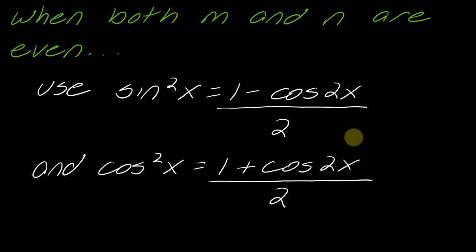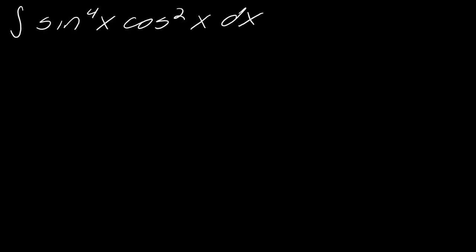These are two very vital identities that you really should know for any calculus class. This is right up there with the Pythagorean identities. You could bust these out at any time. It just depends on the context, right? So let's say I have this situation here: sine to the 4th x cosine squared x dx.